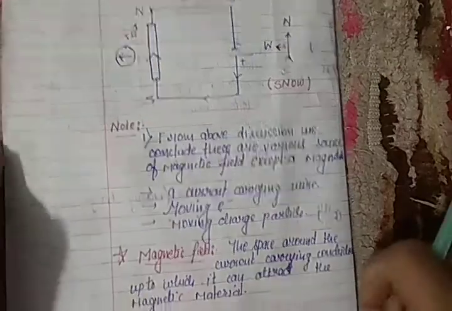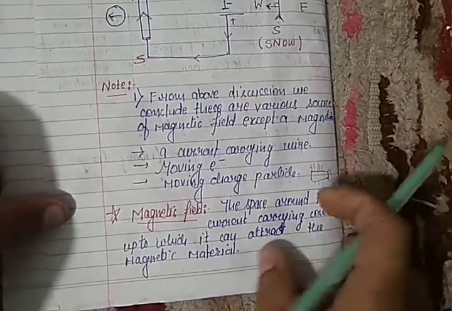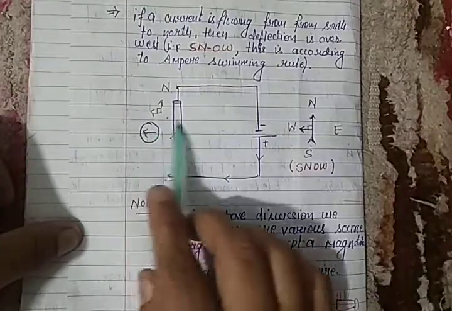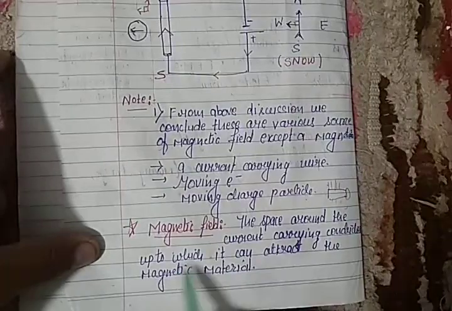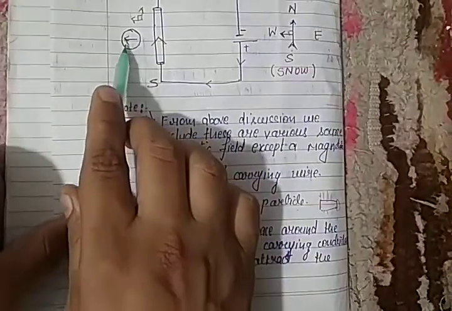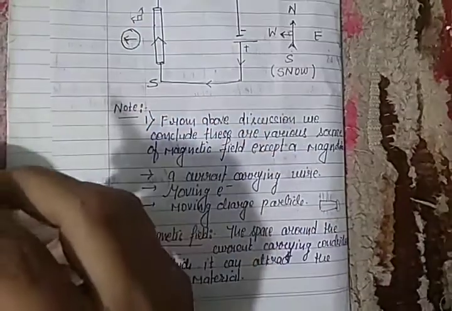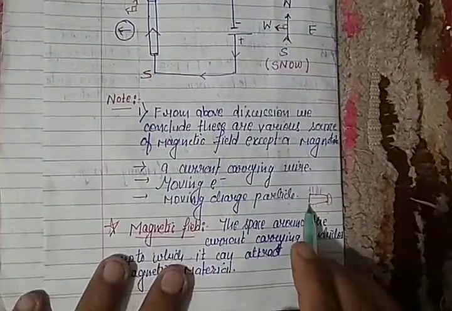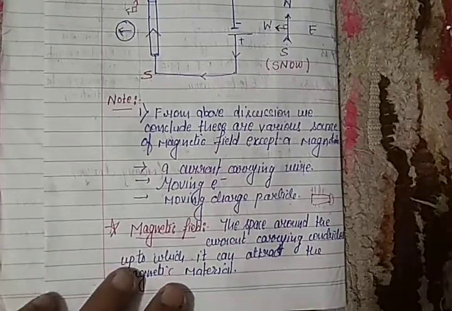So what is a magnetic field? Magnetic field means the space around the current carrying conductor. This is the current carrying conductor. The space around the wire is nothing but the effect, like a magnetic field. Up to which distance it can attract the material? If we put any material over here, it can simply attract. So we can say the region around the wire is called a magnetic field. Same way, if we have a magnet over here, the space around the magnet is called a magnetic field. It is very easy to understand.